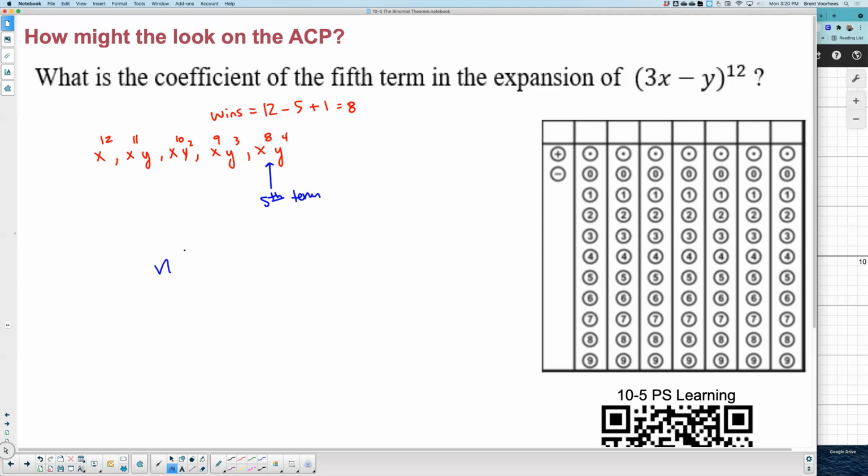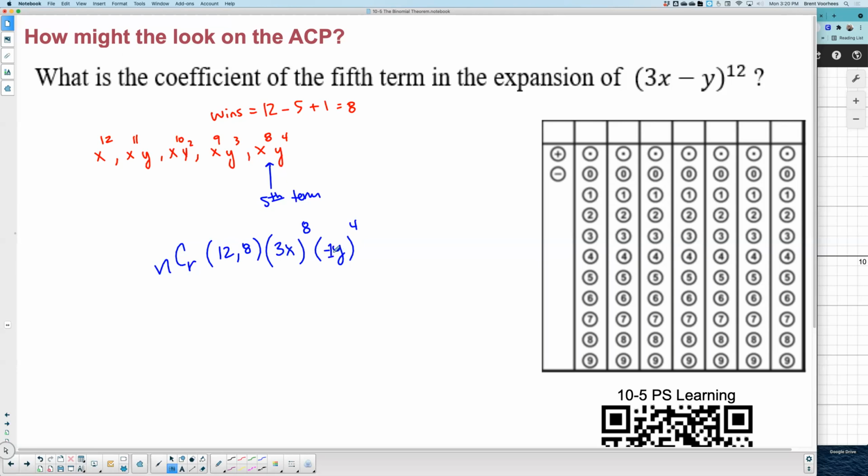And so nCr, and we're playing a total of 12 games. We're hoping to win 8 of them. The odds of winning in this situation is 3x. We want to win 8 times. The odds of losing is negative 1y. We're hoping that only happens 4 times. Type that in the calculator.